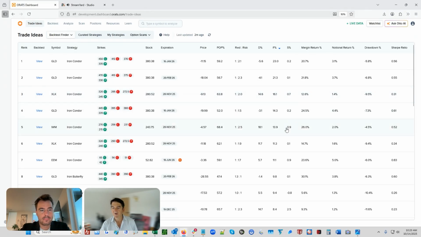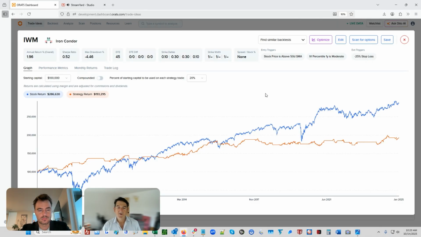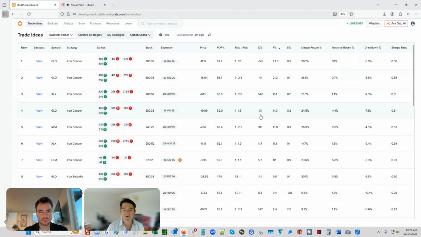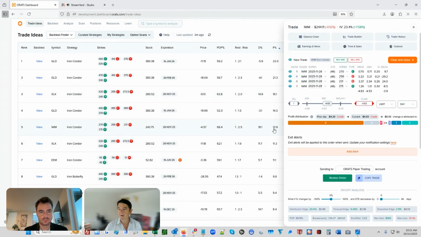So I might actually look down here to IWM and see a larger margin return. Not too much. So this is something that I'd be interested in. Then I would look at the graph, look at the rules. It's got a quick trigger. And so this might be one that we'd be interested in, Tyler, the IWM Iron Condor. Again, there's a little bit of SMV edge to it, which means our smoothing.